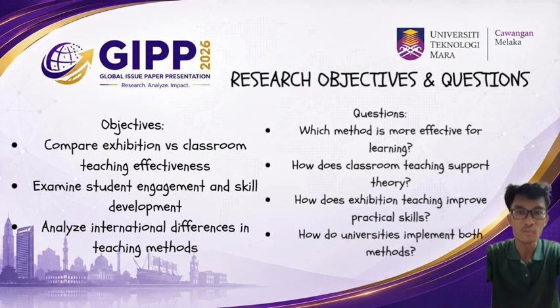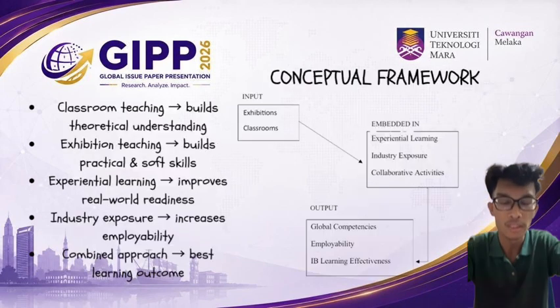The first question is which teaching method is more effective for student learning, and the second focuses on how classroom teaching supports theoretical understanding in international business, and third, it examines how exhibition teaching methods contribute to improving practical skills and real-world competencies. Finally, the study explores how universities around the world implement and balance both classroom teaching and exhibition in their curriculum.